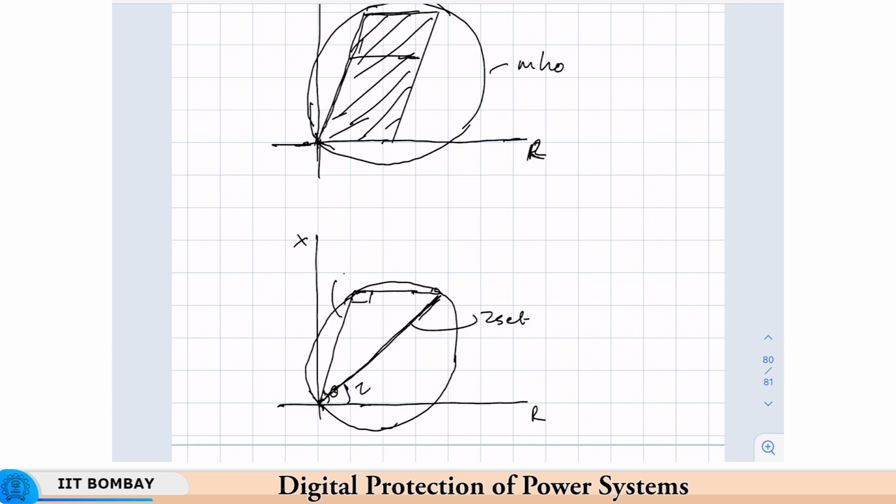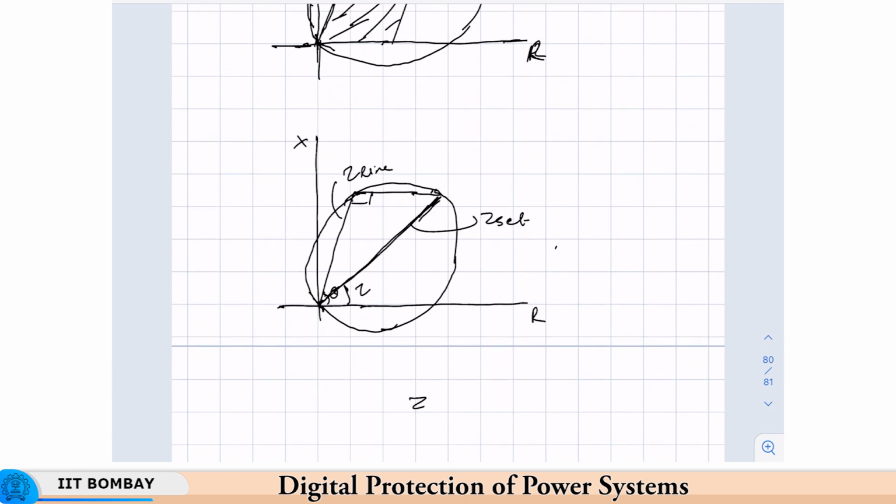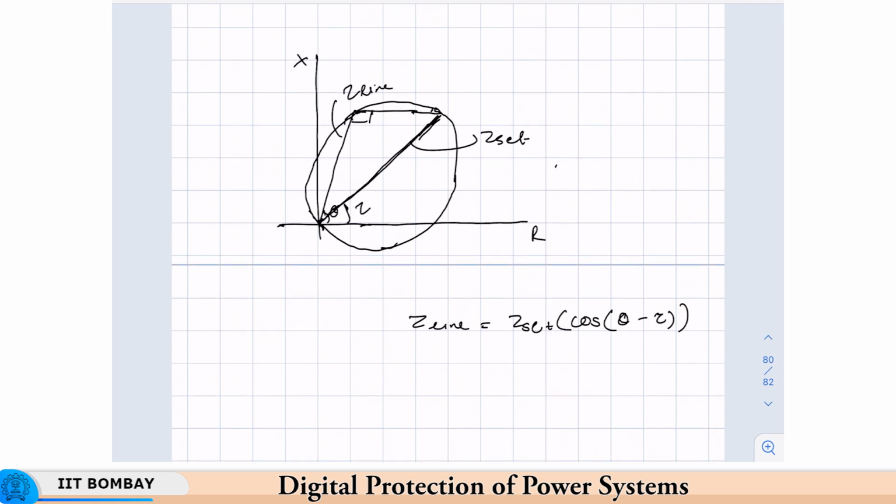Okay, all these are known because of the configuration of the coils, etc. Tau is known. Theta you know from your line data. Z line also you know from your line data. So you can set the relay. Okay, so this was by no means a complete setting of the electromechanical relay, just to give you an idea of how we went about setting the electromechanical relays.